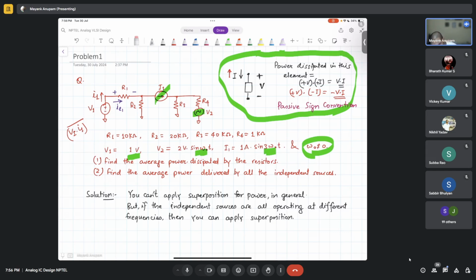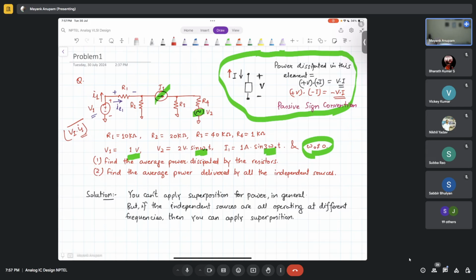So how do you find out the power delivered by any source here? You find out what is the voltage across that terminal, and find out what is the current that is leaving that node, leaving the positive terminal. Simply take the product and then average it.